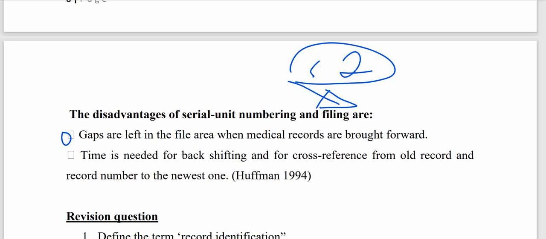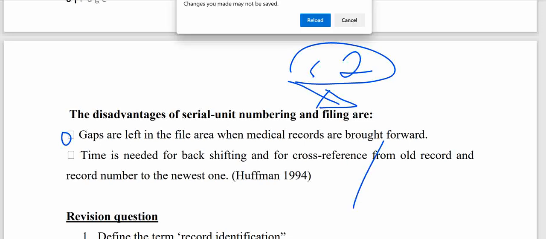So basically, it will take you time to verify and confirm if the number has been assigned or not yet. And which number these same patients have. So it will take you time. And that is a problem. That becomes a disadvantage of using this system.